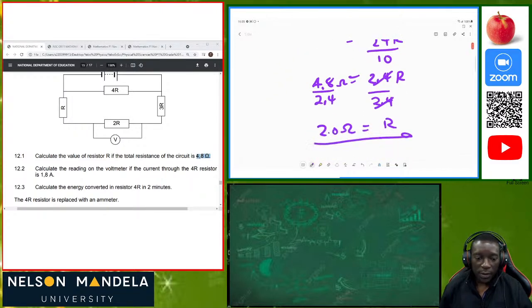And the next part is from part 12.2. Calculate the reading on the voltmeter if the current through the 4R resistor is 1.8 amps.